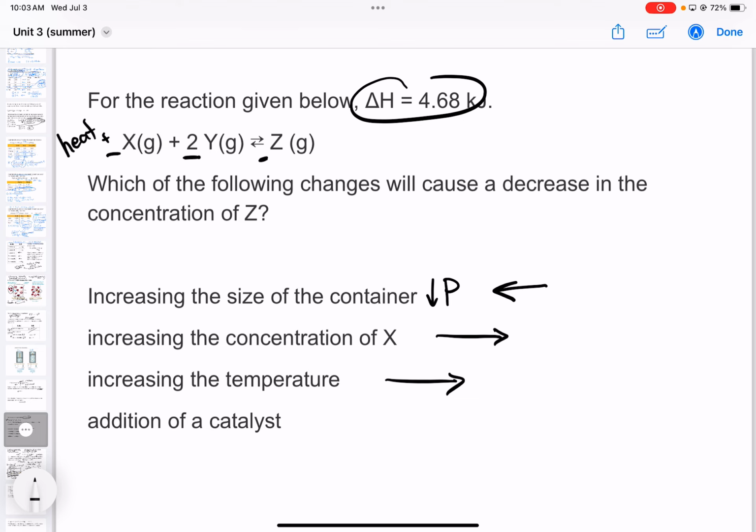And then we didn't talk about catalysts. They just speed up reactions. They don't change anything, so that won't shift at all. But I won't ask you about that because we haven't done catalysts, but in case it comes up in the homework.